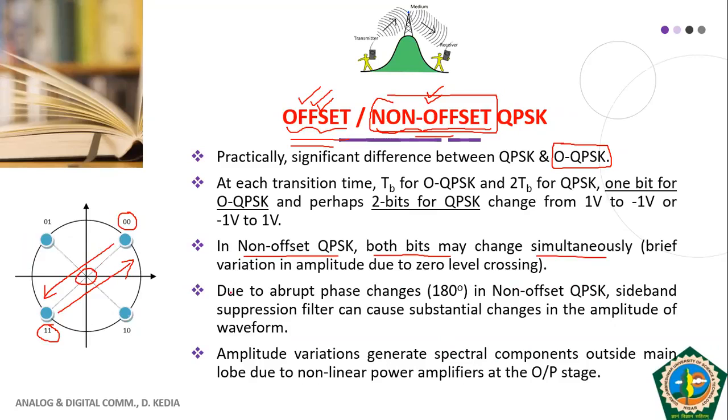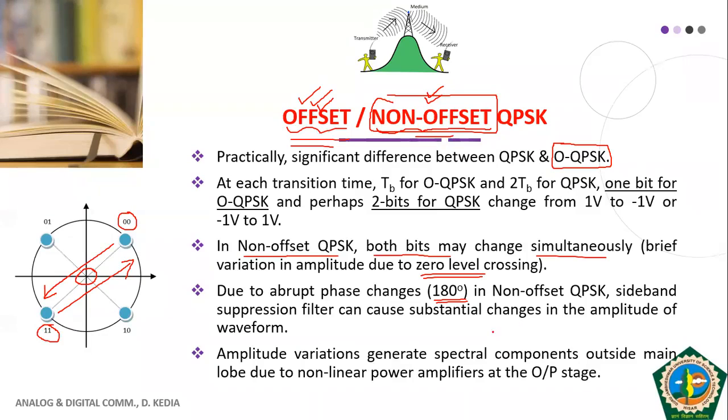Means your amplitude variation of the QPSK symbol will take place and your amplitude will cross zero level. Means there will be more amplitude variations in your QPSK symbol if you allow both bits to change simultaneously. Another thing is, as your amplitude changes abruptly from 00 to 11 or 11 to 00 by passing zero level, in a way you can say that there is an abrupt 180-degree phase change due to non-offset QPSK.